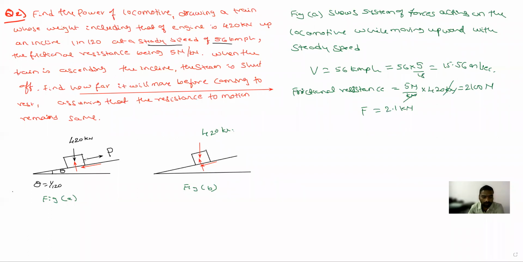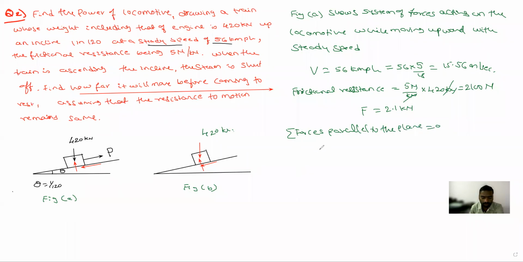Then how to find out the value of P? Summation of forces parallel to the plane, minus F. You see, I am not considering whether it is horizontal or vertical. Why is it minus? I am just considering the frictional force, I want the magnitude, not the direction. In the next one, the forces parallel to the plane is equal to zero.